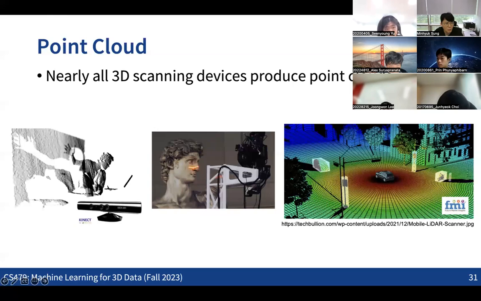So if we want to deal with this kind of 3D scan data, we need deep learning techniques that can directly process point cloud information. Otherwise, we would need to first convert all the 3D scan data into other representations like voxels or multiple images, which might be really inefficient for handling scan data. So basically the point cloud is a representation of 3D data captured from real scenes using 3D scanners.